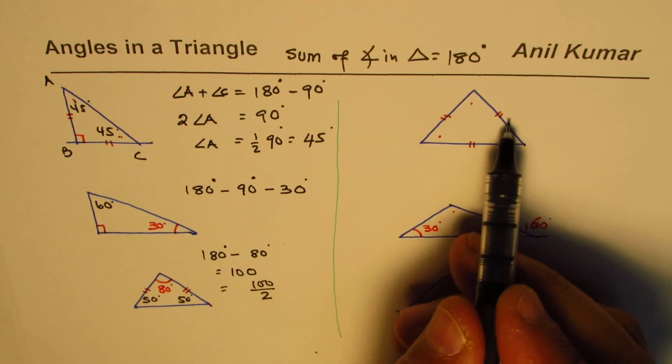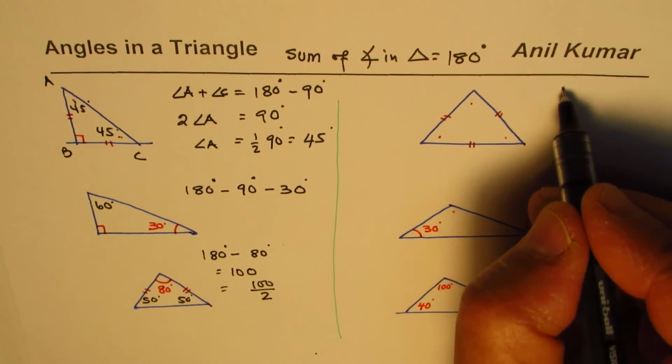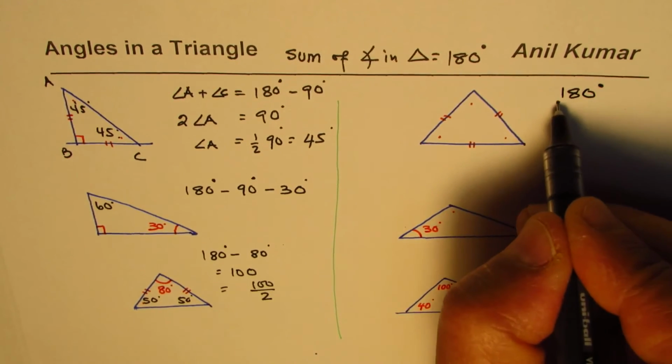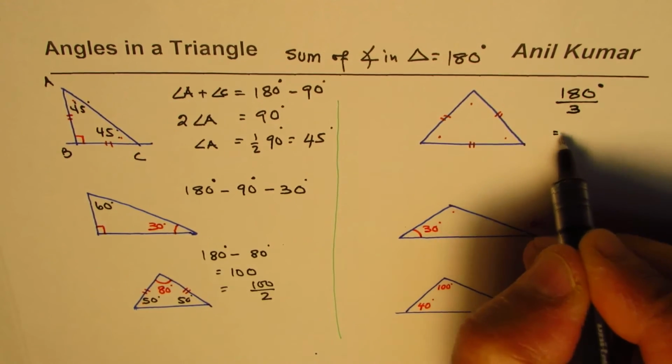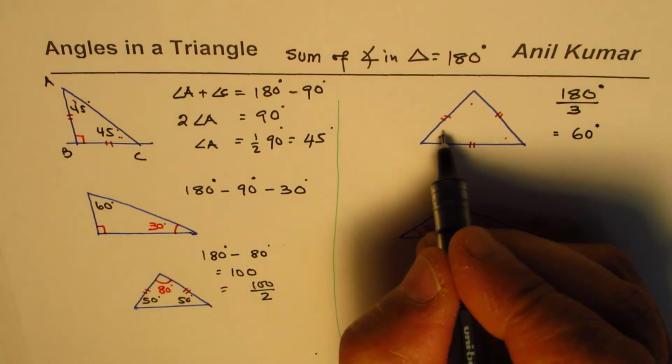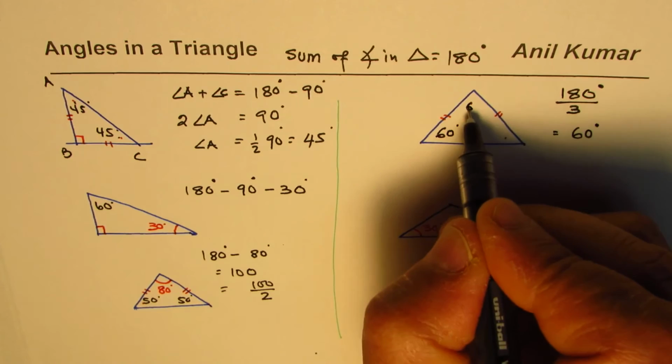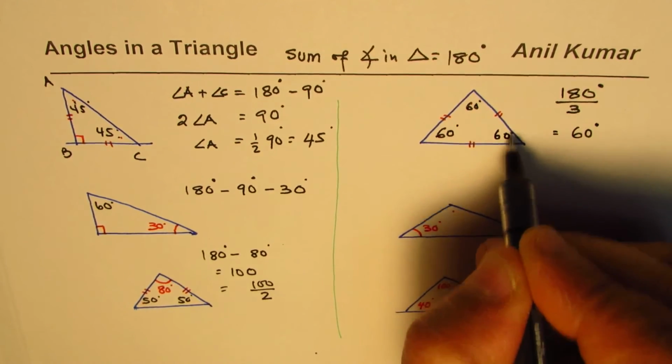In this particular case, all angles are equal. That means we'll divide 180 degrees by 3 equal angles to get 60 degrees. So in any equilateral triangle, the angles are always 60 degrees. Correct?